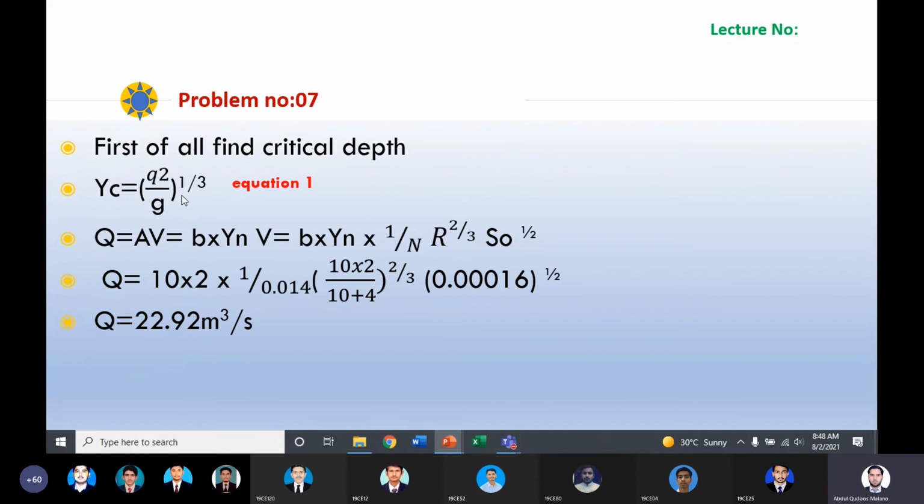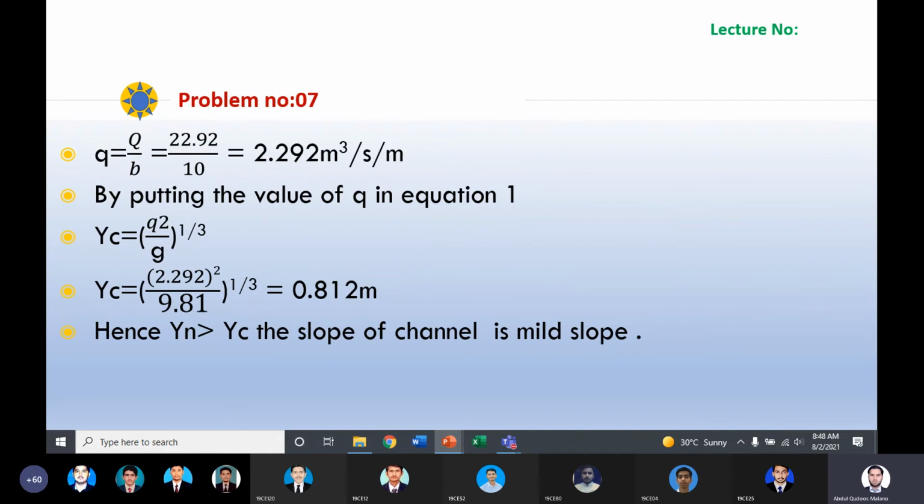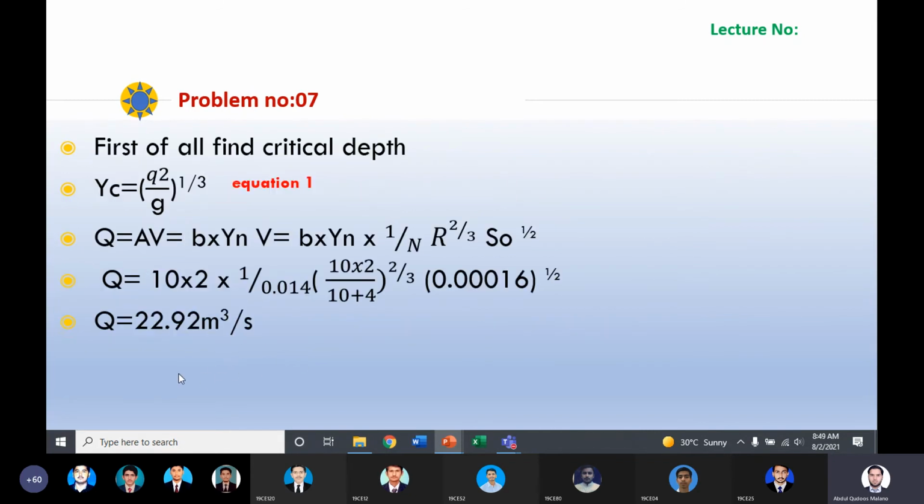So first of all we have to determine the critical depth. Why is it important to determine the critical depth here? Because we have to decide which type of profile it is. For that we need at least 2 depths, normal and critical. The critical depth will be determined by the formula (q squared upon g) whole power 1 upon 3, where q is the discharge upon the width of the channel.